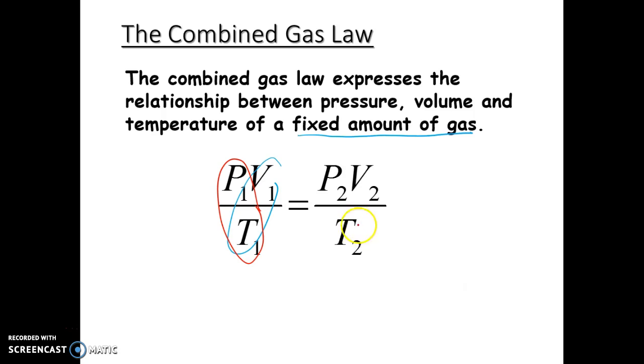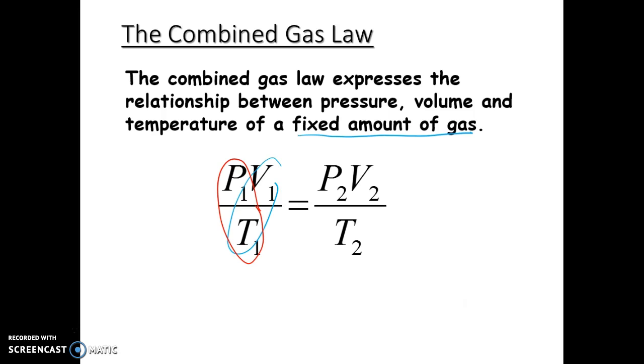In this particular case, you would need to know 5 of the 6 in order to solve one. Any 5 of the 6 you need to know to be able to solve the other one. And that's how you know. If things are not being held constant, but you're given several different things, that's when we're going to use the combined gas law.